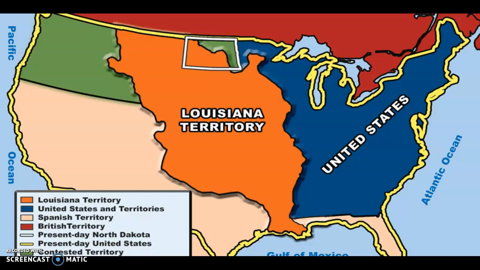And we see that there are some contested areas here, meaning that there are other countries besides the United States that are vying for control of this, namely Russia and Great Britain, as well as right here is part of North Dakota. And we have Spain, who still owns a pretty sizable part of modern-day United States, including Florida.